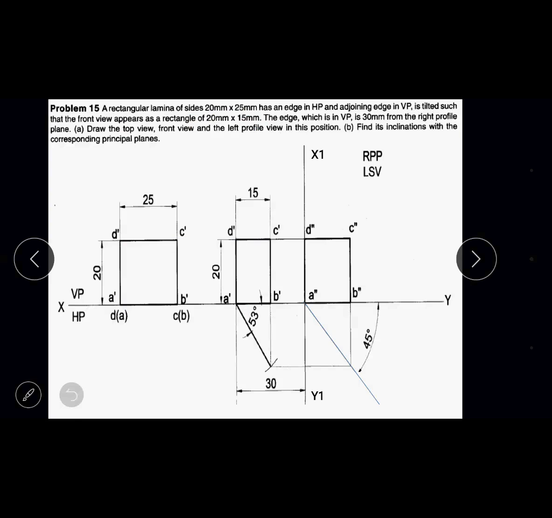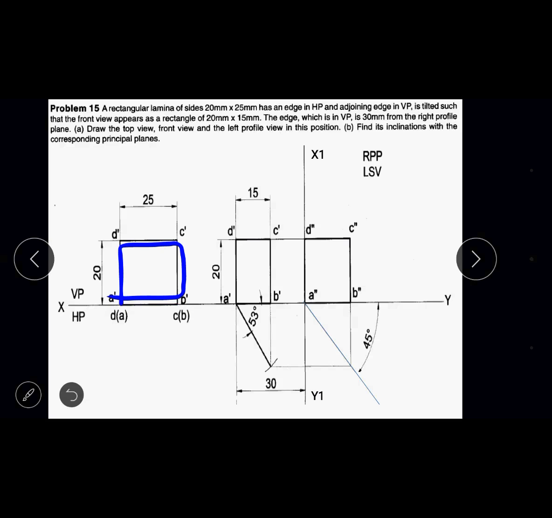So this is the problem. The front view is in the form of a rectangle of 20 into 25, shorter edge resting, and the top view is a horizontal line. Both are merged on the XY line. It doesn't matter even if you shift the front view to a certain distance. Here in this problem both are merged on the XY line.